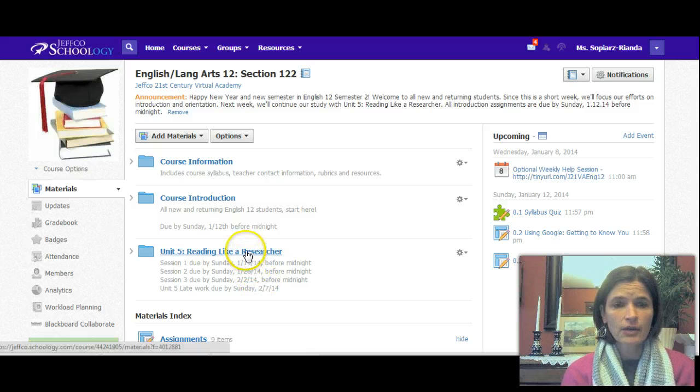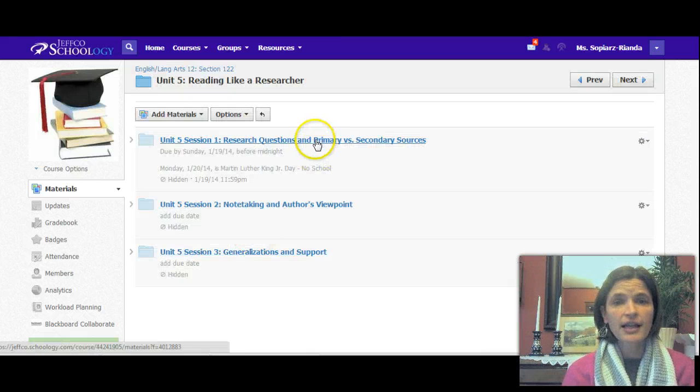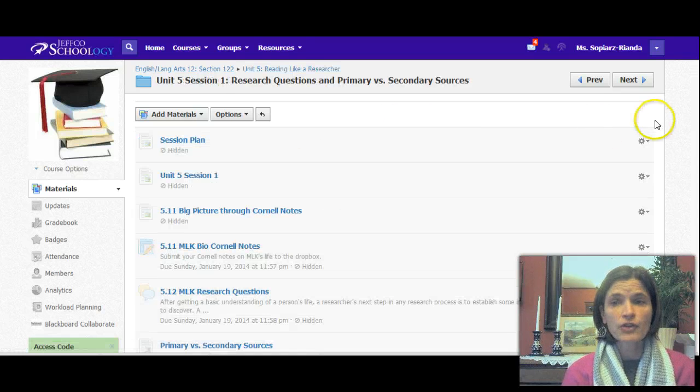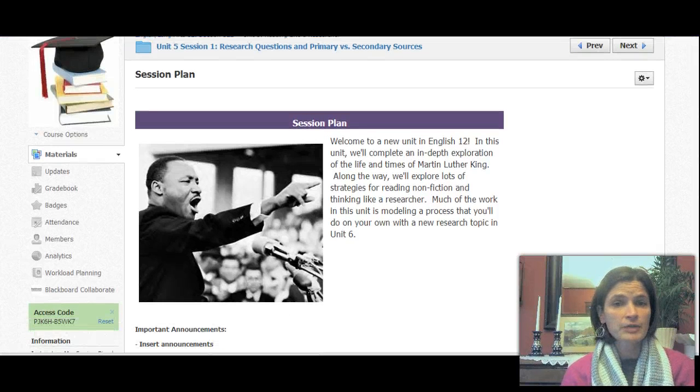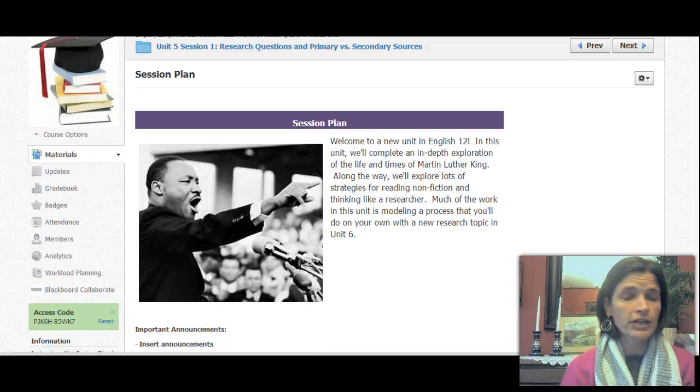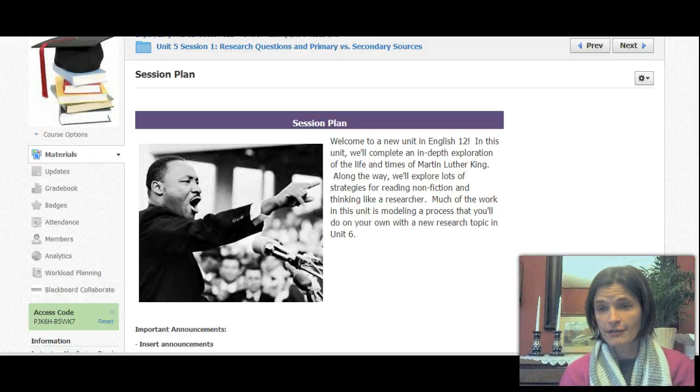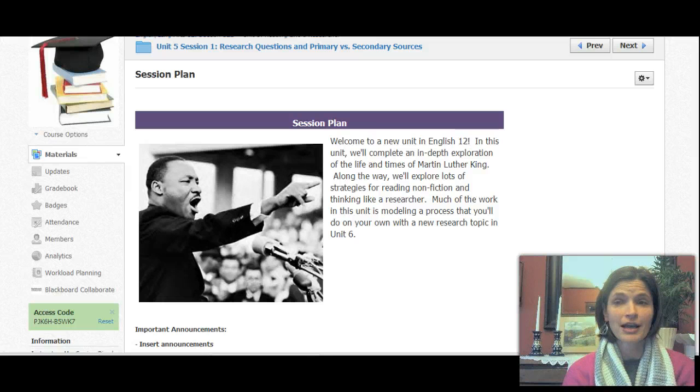And in this unit, we'll be focusing on reading like a researcher. And in Session 1, we're going to be creating research questions and reviewing primary versus secondary sources. Now, in this session, we're going to be doing in-depth exploration of the life and times of Martin Luther King, which is very appropriate considering this time of year, the Martin Luther King holiday, which is next week. So we are going to be exploring lots of strategies for reading nonfiction and thinking like a researcher.